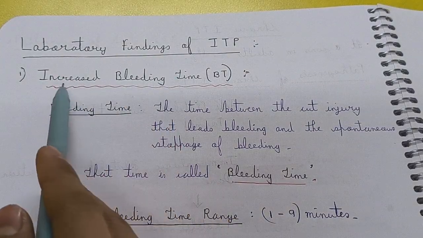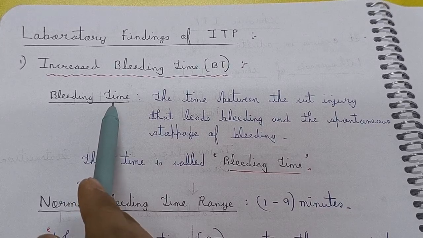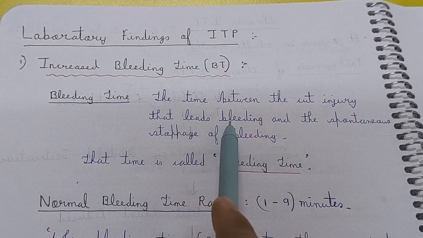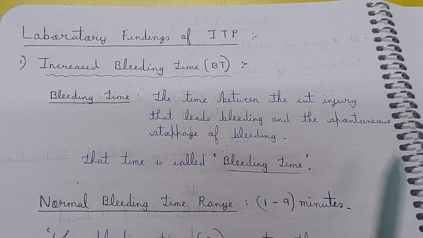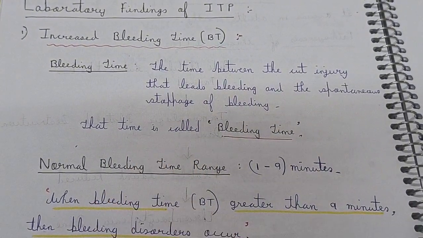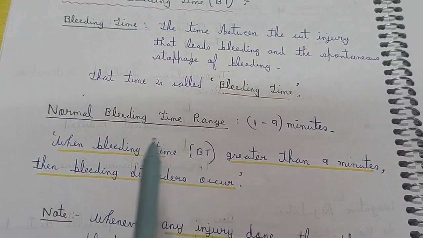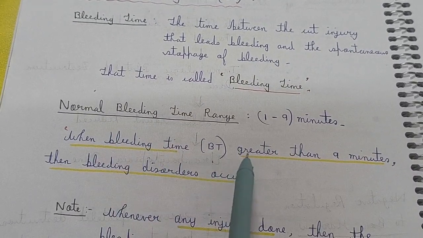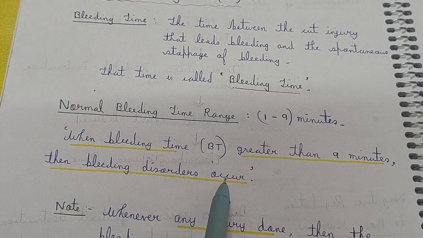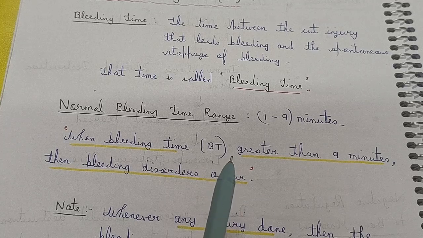So, laboratory findings of ITP. The first one is increased bleeding time. First I will explain what bleeding time is. It is the time between the cut injury that leads to bleeding and the spontaneous stoppage of bleeding, and that time is known as bleeding time. So this is the definition of bleeding time. The normal bleeding time range is 1 to 9 minutes. When bleeding time is greater than 9 minutes, bleeding disorders occur. This is a very important point that you should remember.